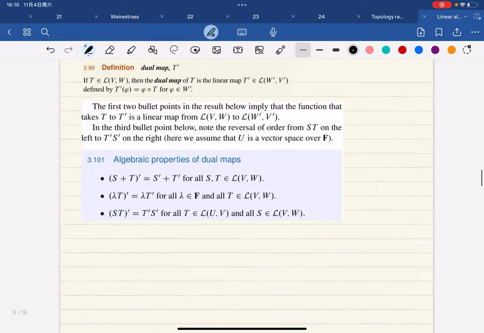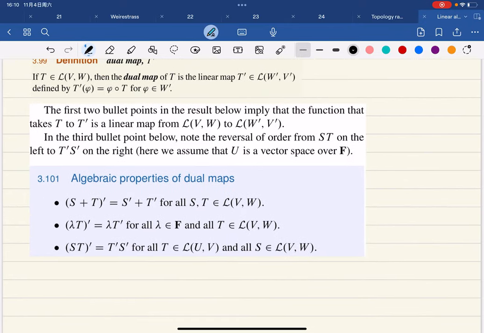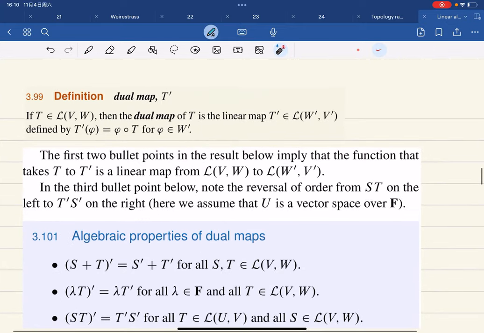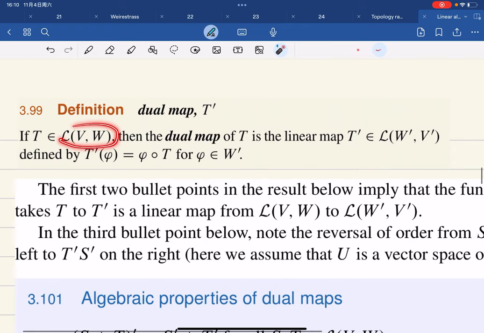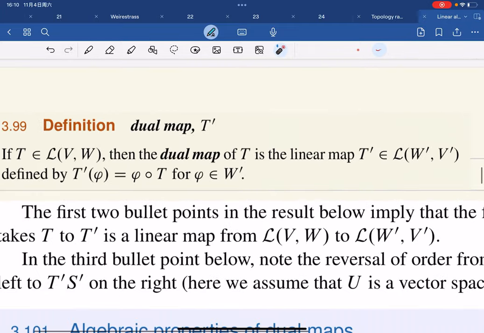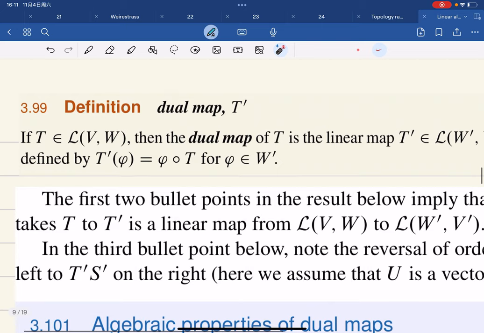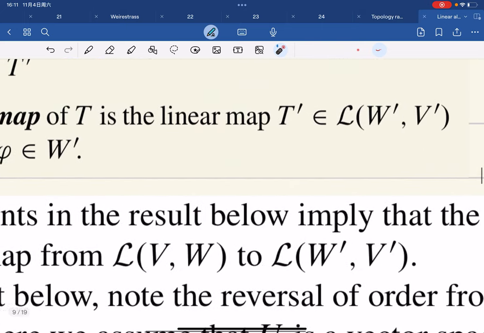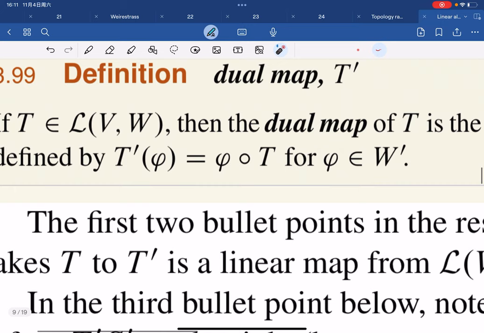Okay, now we're gonna define what a dual map is. This is a bit complicated, all right? So, the dual map of T. T is a linear map from V to W, and the dual map of T is the linear map from the dual space of W to the dual space of V. And the definition is: phi is a linear function on W, and T'(phi) is equal to the composition phi of T.